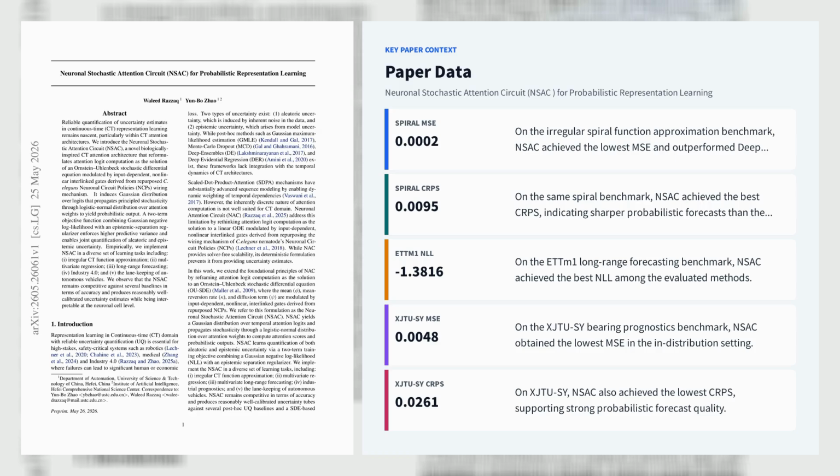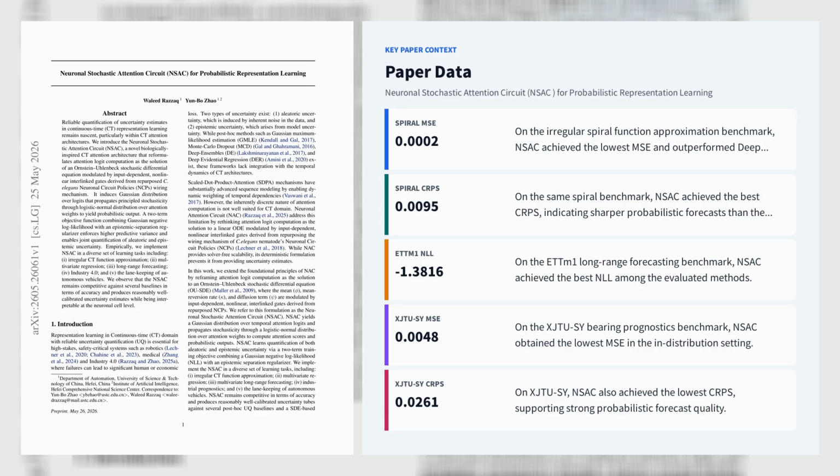Let's explore the third paper, Neuronal Stochastic Attention Circuit, NSAC, for probabilistic representation learning. The paper introduces the neuronal stochastic attention circuit, or NSAC, a continuous time attention layer that replaces deterministic attention logits with the exact solution of an Ornstein-Uhlenbeck stochastic differential equation using input-dependent gates borrowed from C. elegans neuronal circuit policies. This design turns attention logits into a Gaussian process over time and pushes that uncertainty through a logistic normal attention distribution, so the model produces probabilistic outputs natively rather than via post hoc calibration.